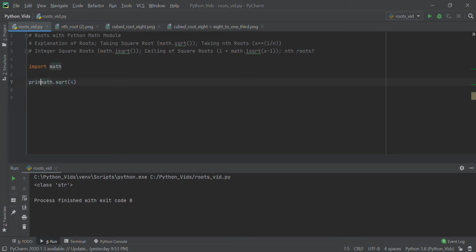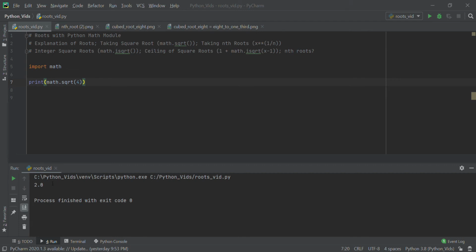So let's print it and see what we get. And you see it's 2.0, and that makes sense. 2 times 2 equals 4. So, of course, the answer, the square root of 4, is going to be 2.